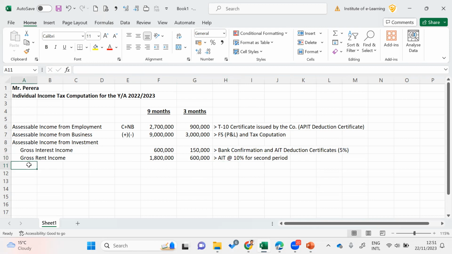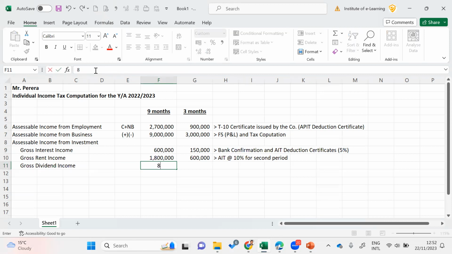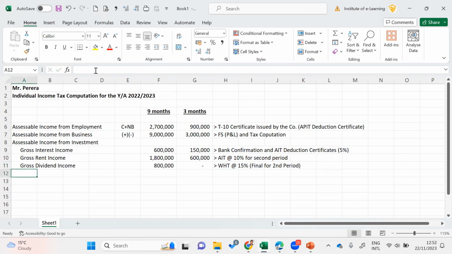Then these things are basic. If you have dividend income, which is also common, the dividend income in the first period is subject to the normal tax rate under the normal tax slabs. Let's say you have 800,000 dividend income. It will not form part of assessable income from investment because it is final. For the second period, withholding tax is applicable at the rate of 15%, which is final for the second period.